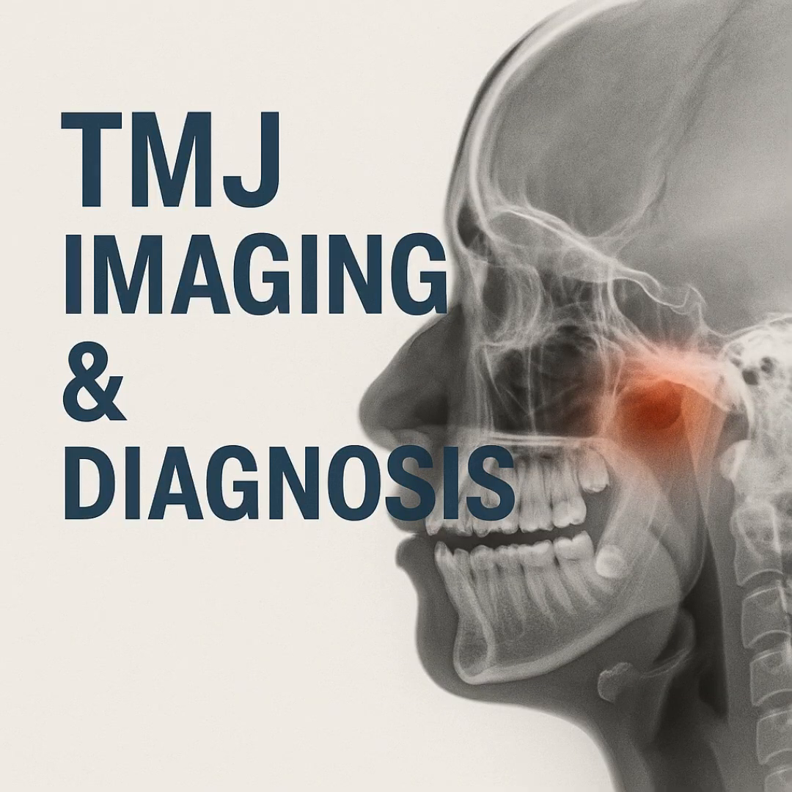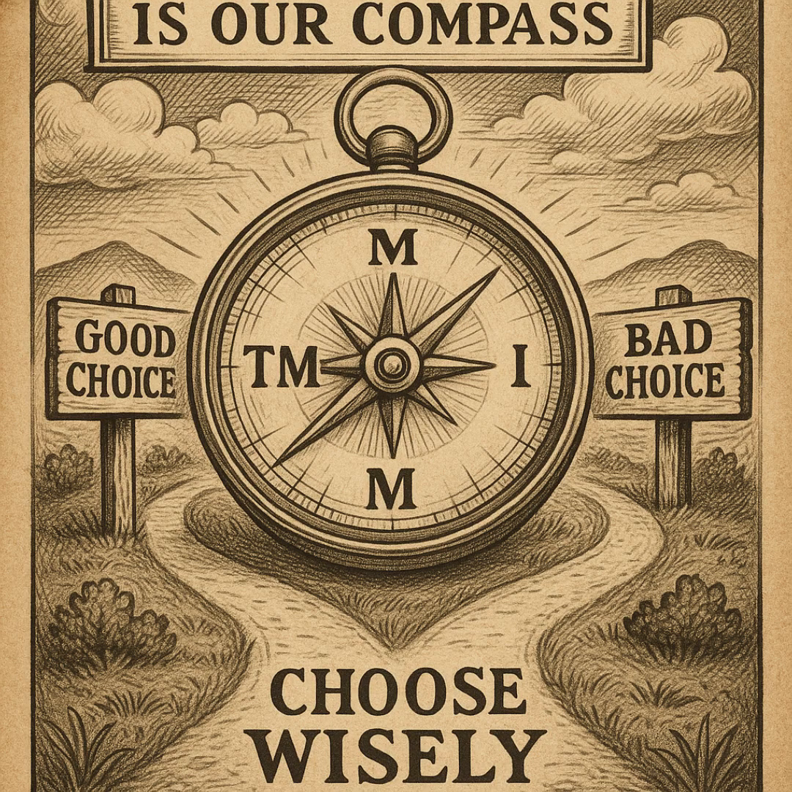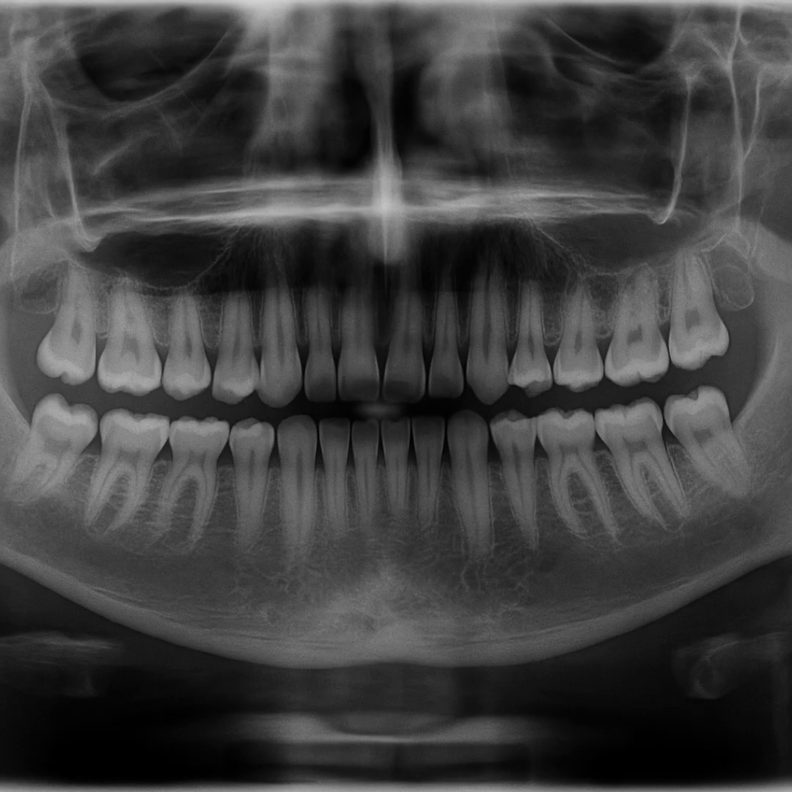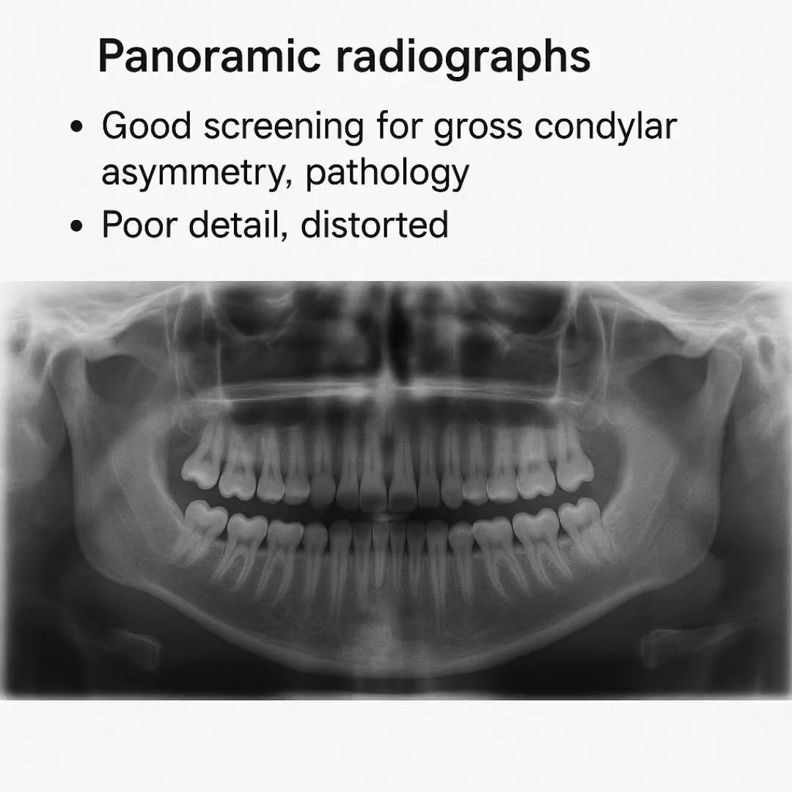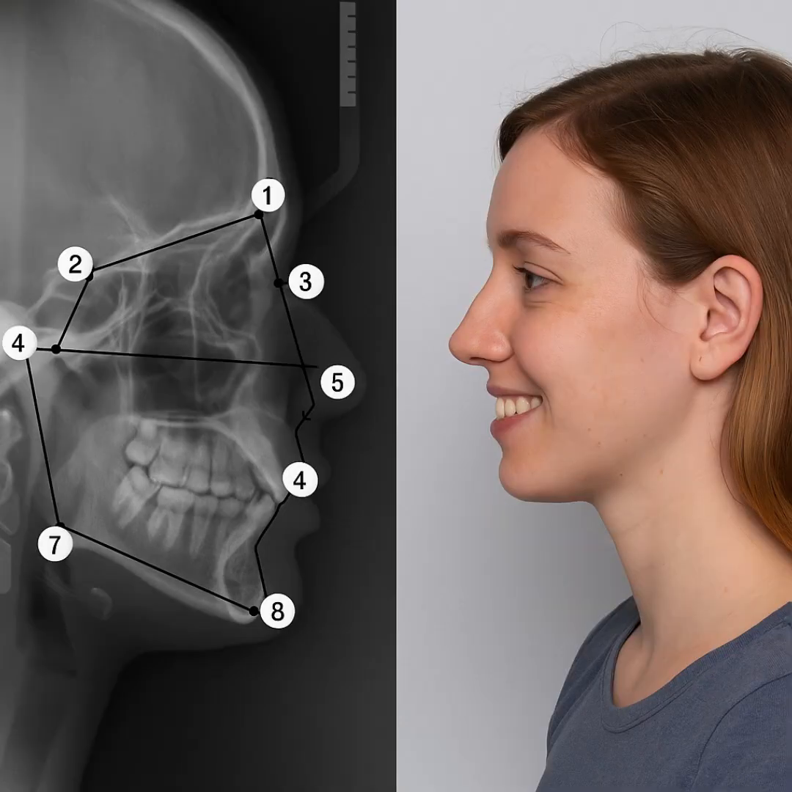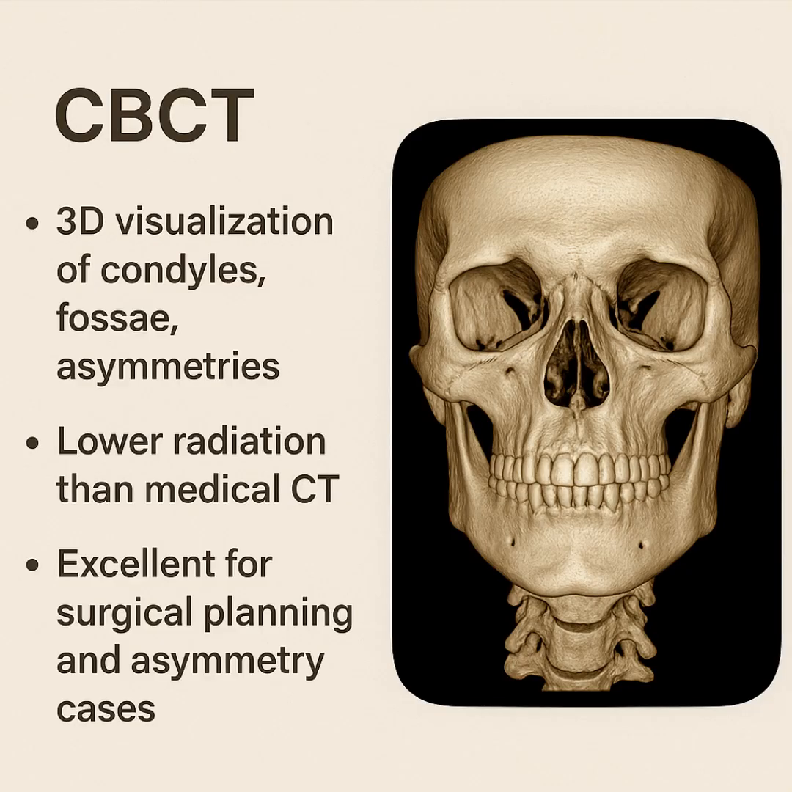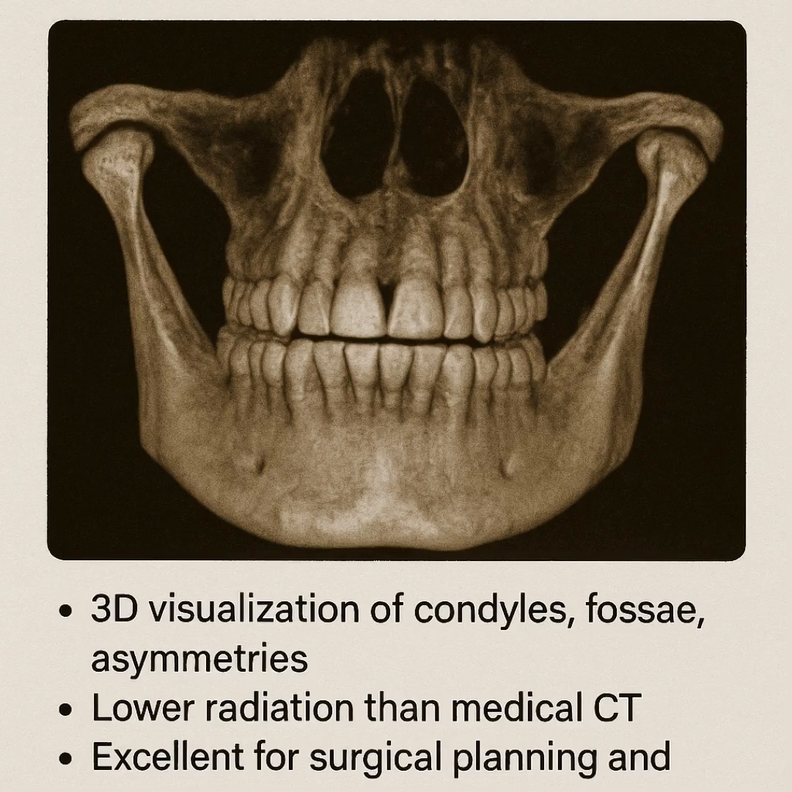Imaging and diagnosis. Imaging is our compass, but we must choose wisely. Panoramic radiographs. Good screening for gross condylar asymmetry, pathology. Poor detail, distorted. Cephalograms. Skeletal and dental relationships. Limited TMJ information. CBCT, 3D visualization of condyles, fossae, asymmetries. Lower radiation than medical CT. Excellent for surgical planning and asymmetry cases.